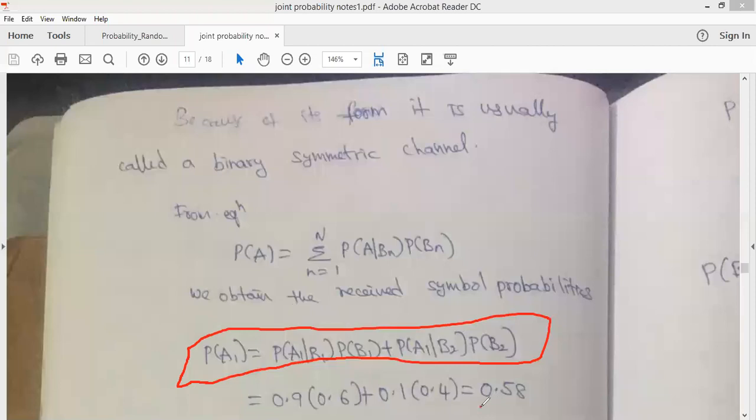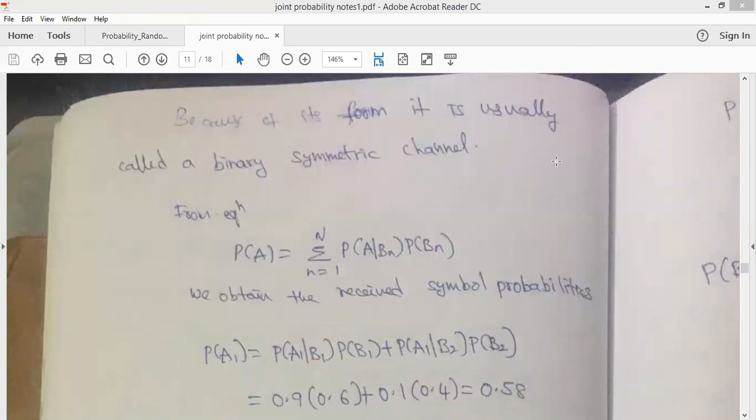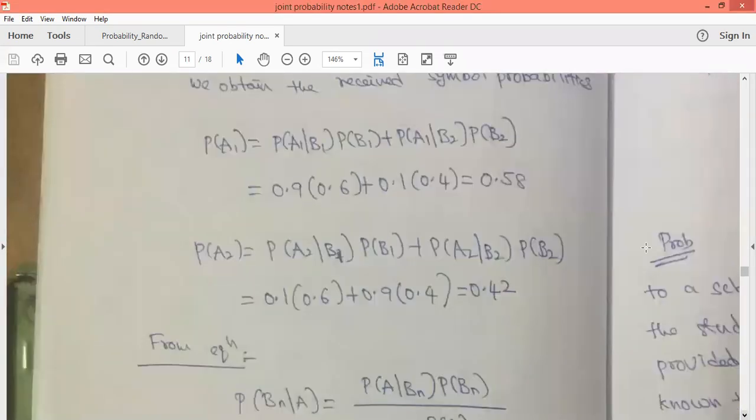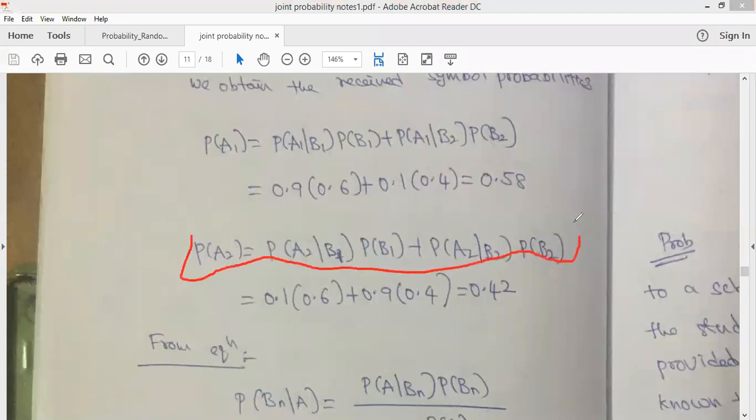So probability of A1, by substituting all the values, we got 0.58. Okay, is it clear? Next we find the probability of A2. We use the same total probability formula. The probability of A2 is given by this formula. Now substitute the corresponding values. We have already discussed what these values are. Substituting those values, we get 0.42.